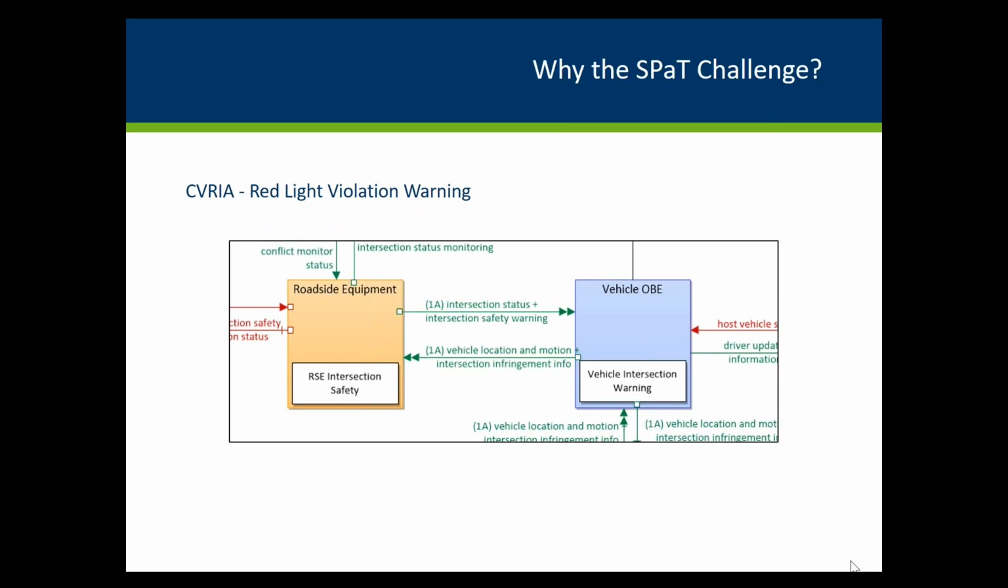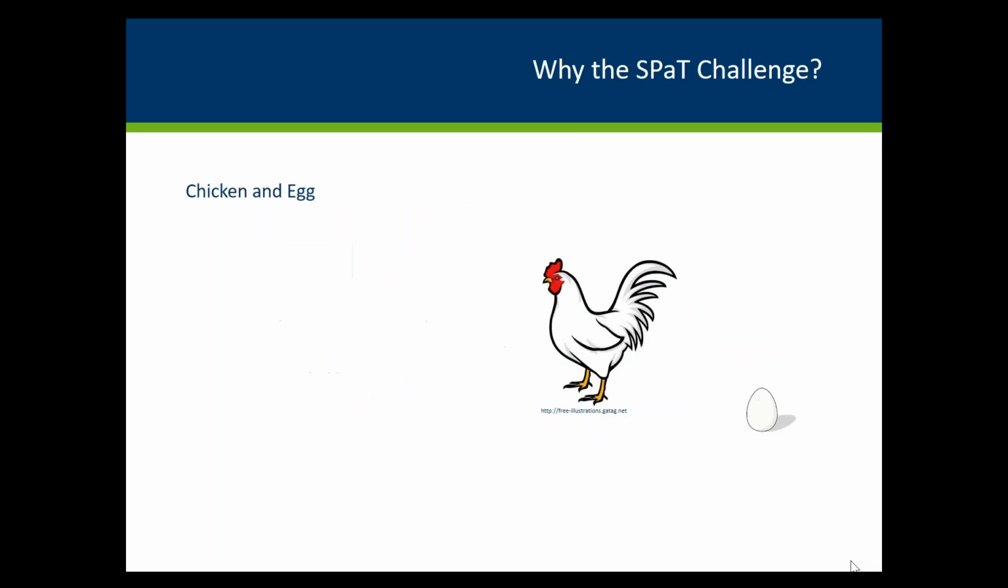So it makes it complicated, kind of a standoff. The car people aren't going to start selling red light violation warning if it only works in three places in the United States. And the people that run the traffic signals don't have a lot of extra money to put this stuff out there if there are no cars to listen to it. So it's a chicken and egg kind of thing.